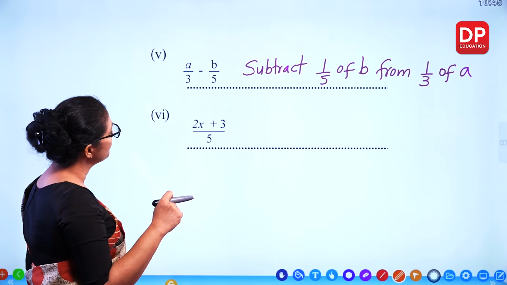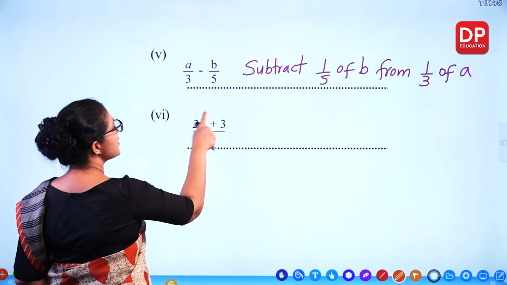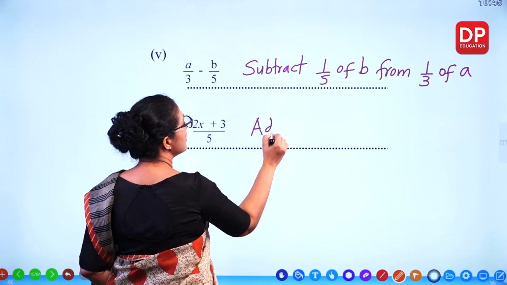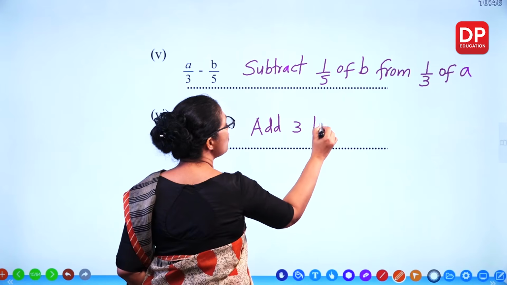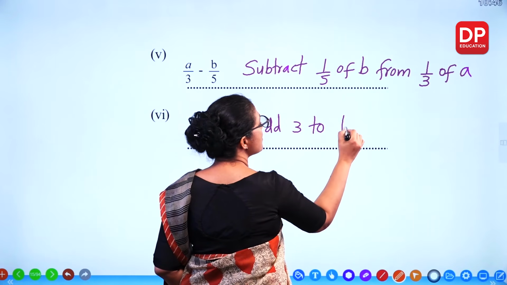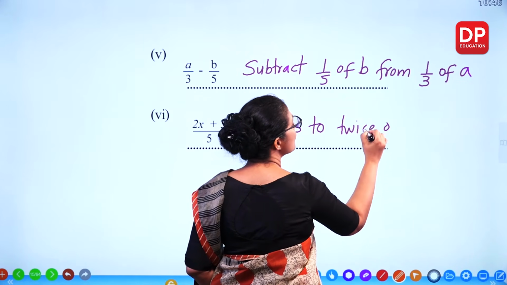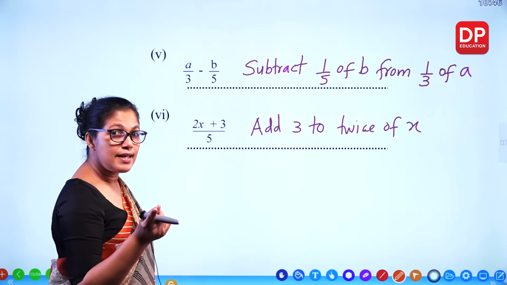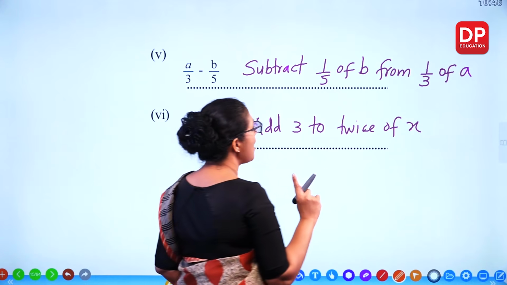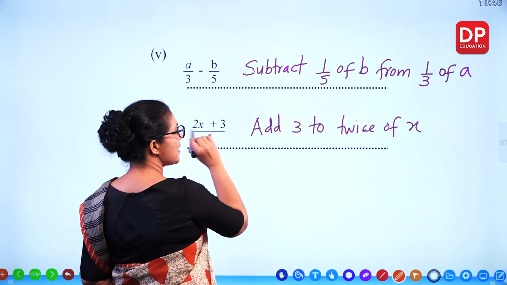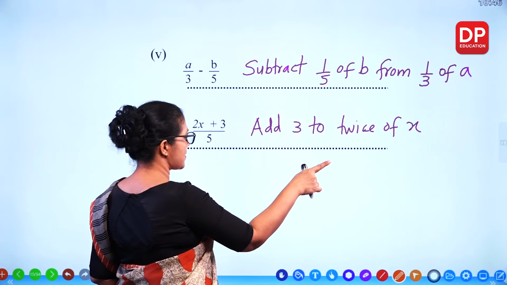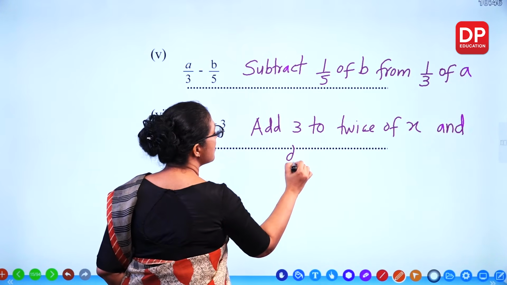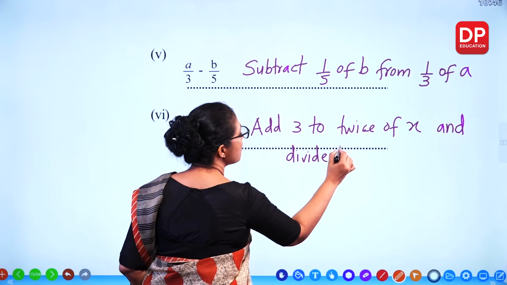This one, you can say first the numerator: add 3 to twice of x, and then the answer divide by 5. So you get first 2x plus 3. Add 3 to twice of x and divide by 5.